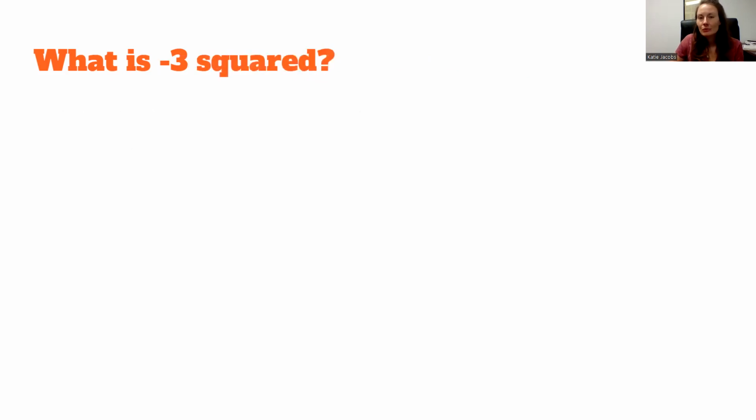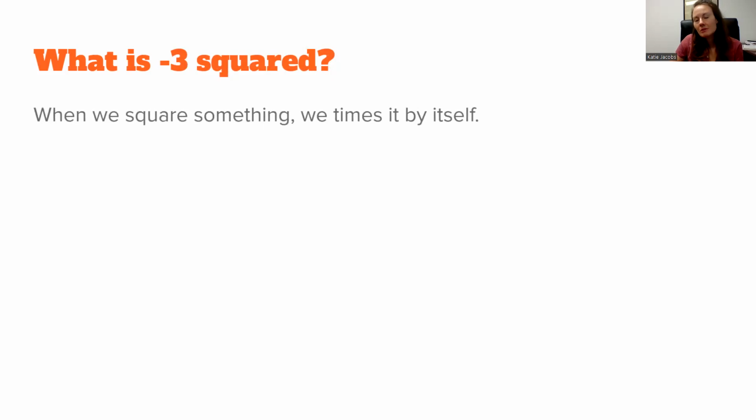Okay, what is -3 squared? Again, when we square something, we times it by itself. So -3 times -3 is 9. And if we remember from earlier on in this review, anytime we square a negative number, the answer is going to be positive. And that's really important to be able to remember as we're going to start working through some pretty complicated rationales for why we're doing different things in this class.